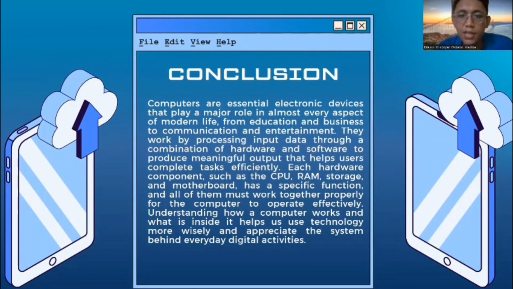As you can see, this is the conclusion of my explanation. I hope you guys understand what I explained to you.